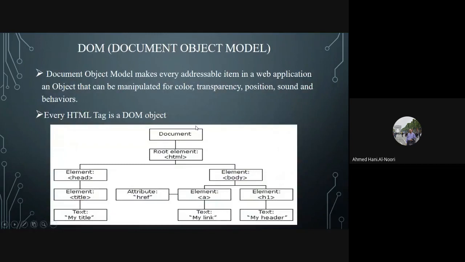So before talking about HTML, we're talking about the Document Object Model. The Document Object Model makes every addressable item in the web application an object that can be manipulated for color, transparency, position, sound, and behavior. This is known as the DOM, and every HTML tag represents a DOM object. This is a tree representing the HTML root element, as we've seen here, some structure for the HTML code.